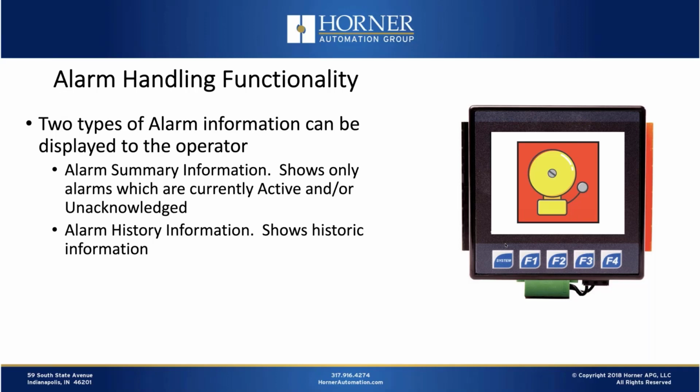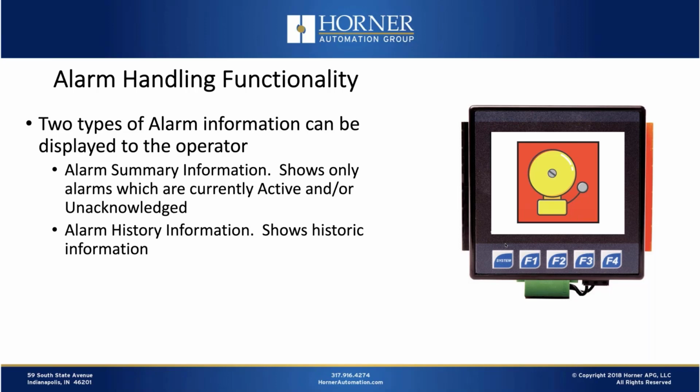Okay, now there's two types of alarm information that can be displayed to the operator. There's alarm summary information. Alarm summary information is all about the current status. What's going on right now? Are there any alarms currently active? Any alarms that are currently active and have been acknowledged? So alarm summary information is only concerned with current states of alarms.